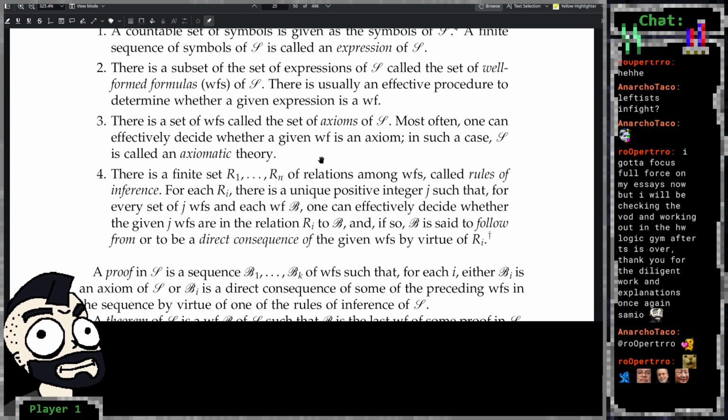If we have effective methods to decide whether something is an axiom or not, then the theory is called axiomatic. There are systems in which we cannot find such a method. And that is one of the most mind-blowing and interesting theorems proved in the 20th century.